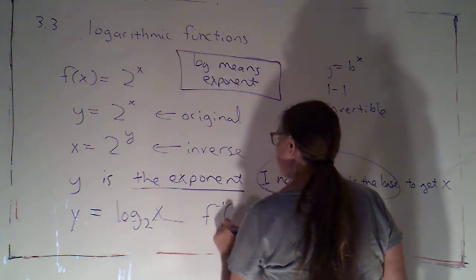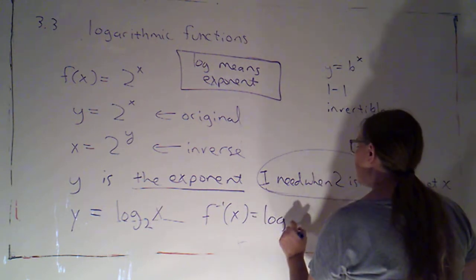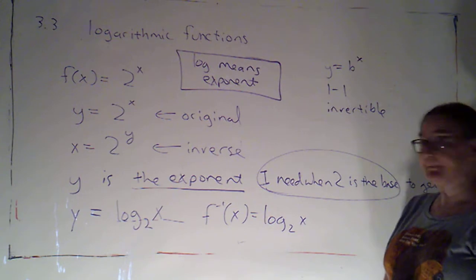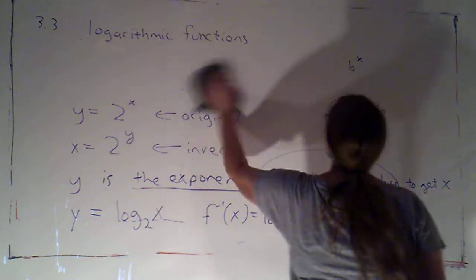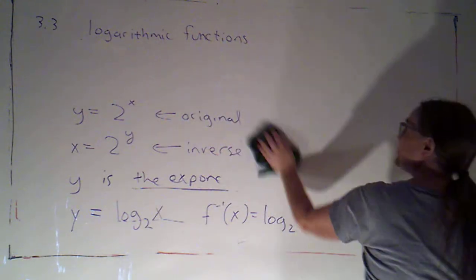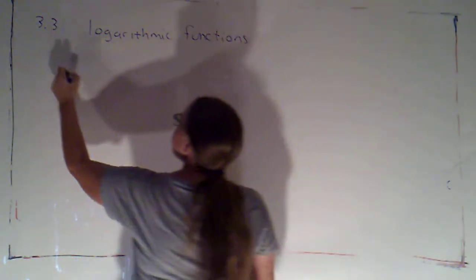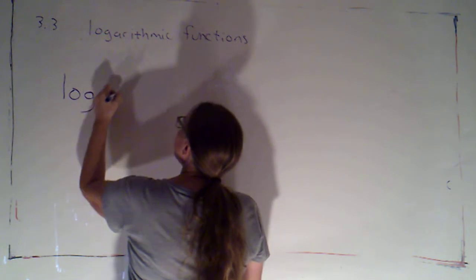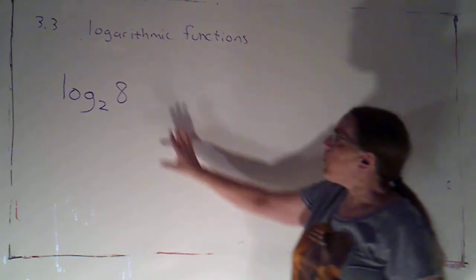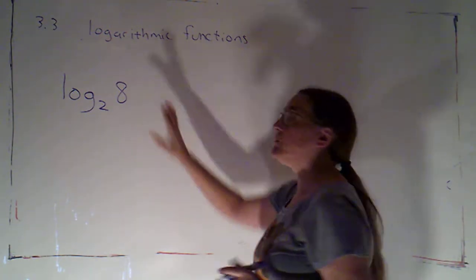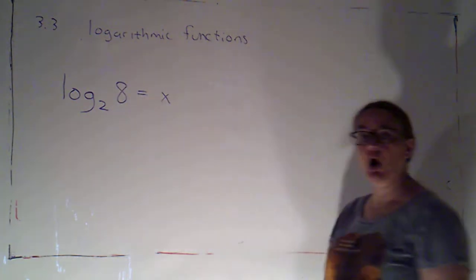So now I could say f inverse of x, if I wanted to use my inverse function notation, is the log base 2 of x. Okay, excellent. Now, let's see if we can't evaluate that. Practice evaluating some log functions. Okay. So let's say I wanted to evaluate the log base 2 of 8. Okay. All right. What I find it helpful to do when I'm working with logs is I'm going to give that a name. Haven't used x in this problem, so I'm just going to call it x.